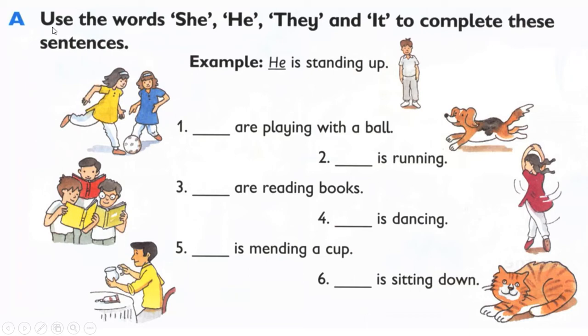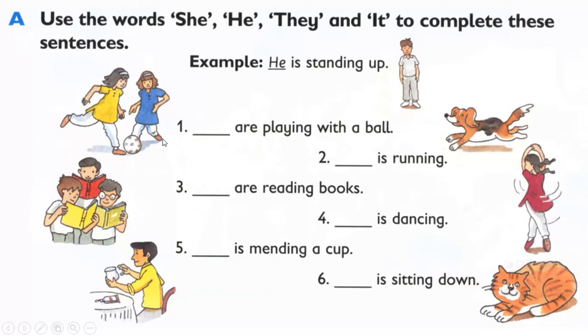Read after me. Use the words she, he, they, and it to complete these sentences. Yes, an example is given for you. Dash is standing up. Look at this picture. Who is this? This is a boy. So we use he here. He is standing up. If you see a girl here, you use she.